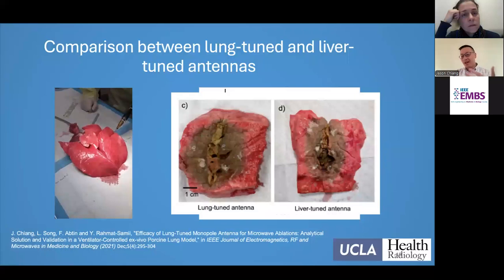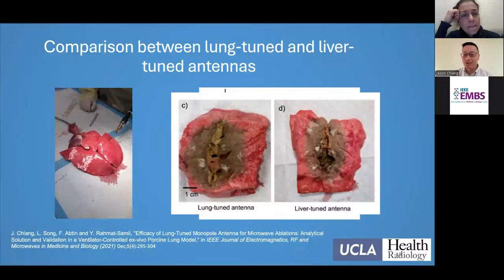And so I think this is a very interesting study because in clinical practice, everyone pretty much just uses a liver tuned antenna. And so the predictability is much lower. And I have clinicians always coming up to me and saying, well, why does my ablation zone look like this? Well, I said, there are some interactions between the antenna and the tissue that are not being accounted for.